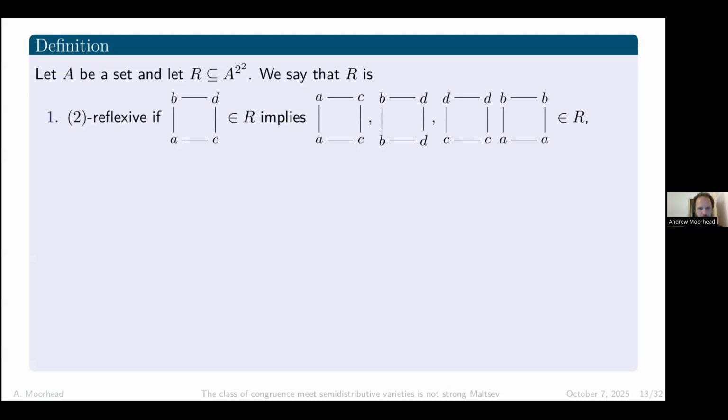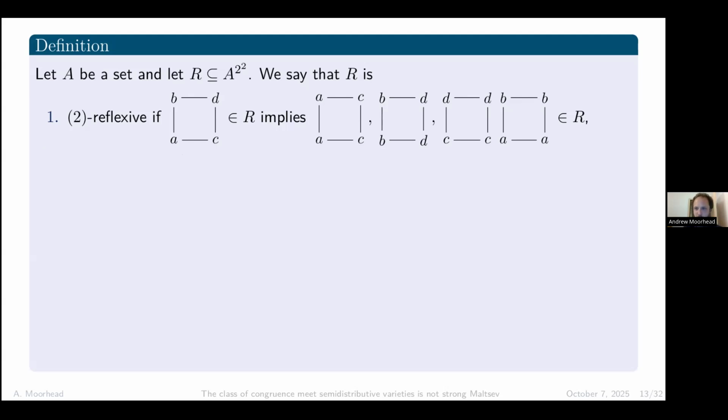So we let A be a set, and we take some relation that's coordinatized by a square. So this is what it means to be two reflexive. If I have a matrix A, B, C, D in R, then we get these four matrices are also in R. And I want to point out that if we transfer this notion of reflexivity to just a pair, then we get something weaker than reflexivity. So we get something that one might call internal reflexivity.